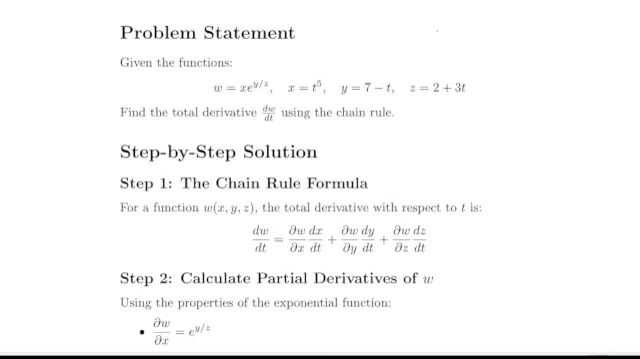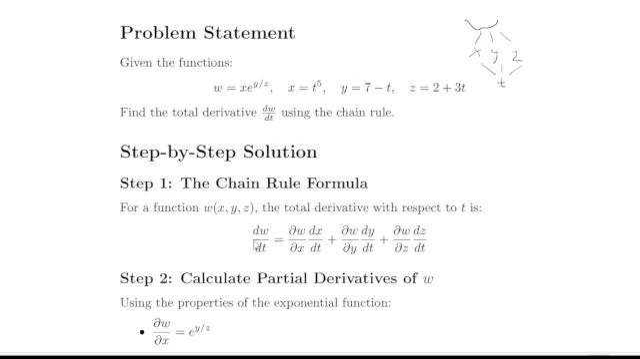So right now what we have is w depending on x, y, and z, and all of those depending on t. So if I want to take the derivative of w with respect to t, I'm going to have to go through x, y, and then z. So there's going to be three different paths. So first we have the partial of w with respect to x times dx over dt, plus the partial of w with respect to y times dy over dt, and then the partial of w with respect to z times dz over dt. So that's this formula right here.